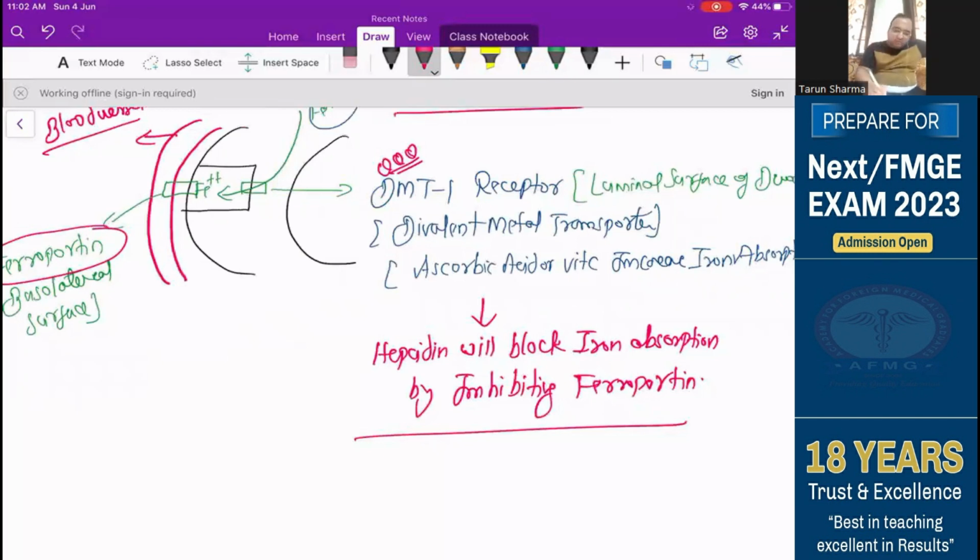So that is a very important question: hepcidin blocks iron absorption from the GIT in anemia of chronic disease by blocking which receptor? Option A DMT1, option B ferroportin, option C both of the above, option D none of the above. The answer will be ferroportin. Okay, you got my point? So please remember, ferroportin is the most important receptor here.